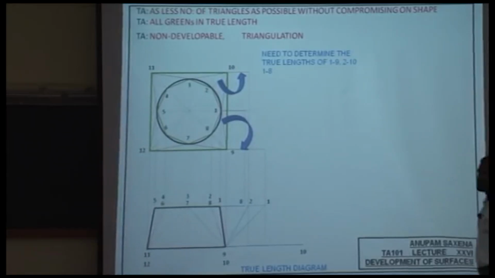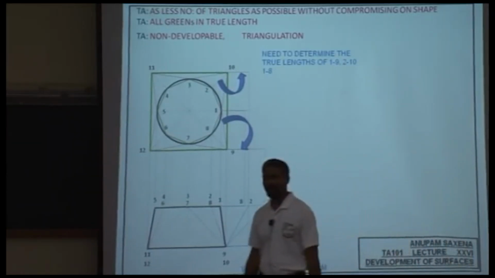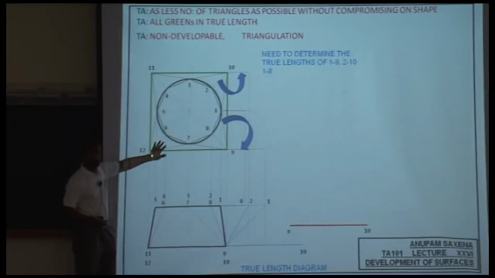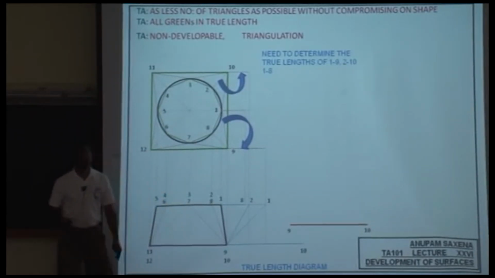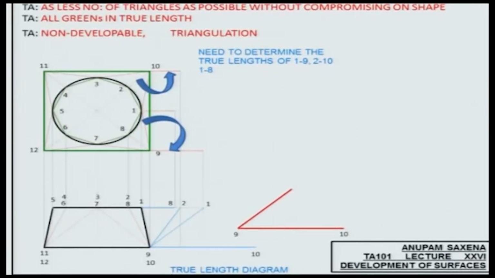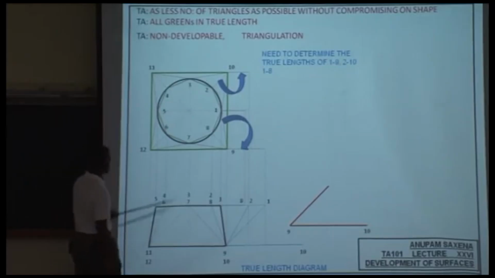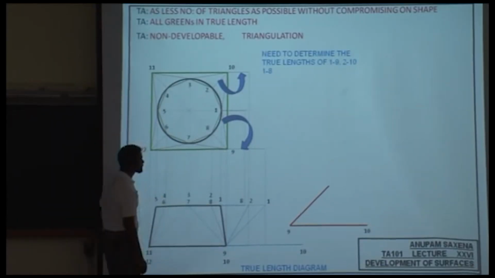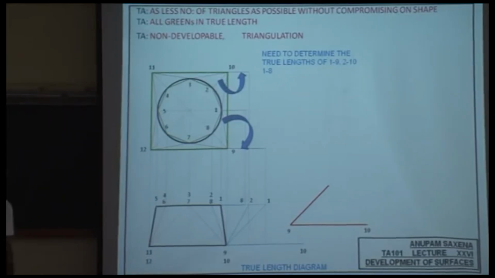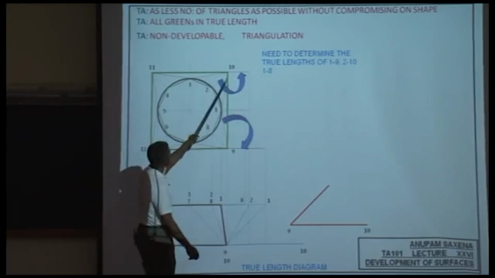Pick a compass, pick a pencil, and get started. Start with 9, 10. And of course, when you're developing, make sure that you're following the connectivity here and here, following the topology. All right? 9 is connected to what? 9 is connected to 8. 9 is connected to 1. So which triangle am I going for first? I start with 9, 10.